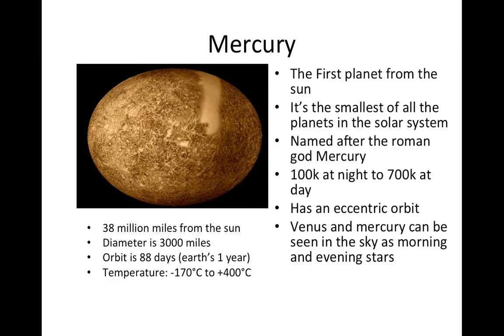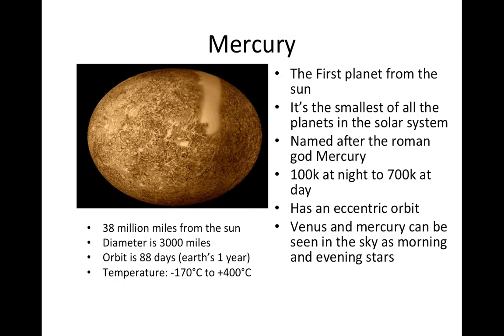It is a very hot planet. It's 100 Kelvin at night and 700 Kelvin in daytime. It is 38 million miles from the sun, but it has a very eccentric orbit, which means that the distance from the sun actually varies a lot. In fact, sometimes the distance varies by about half. So this 38 million miles is the average distance you get from the sun.